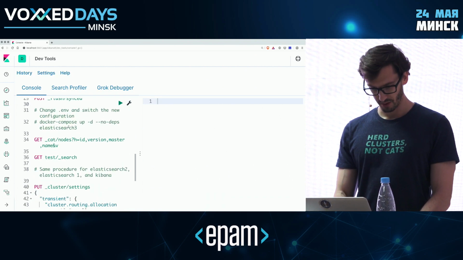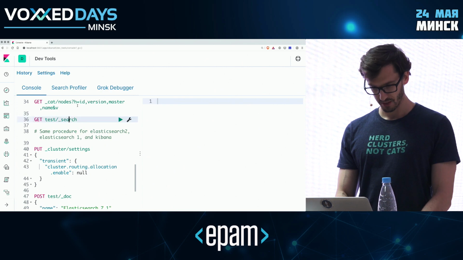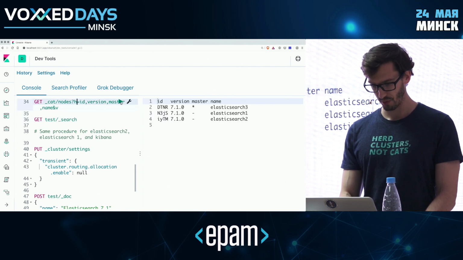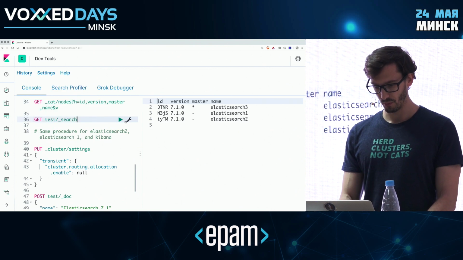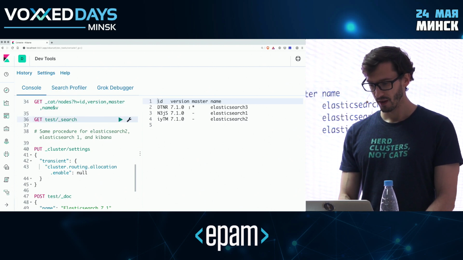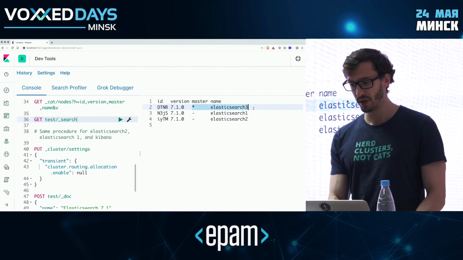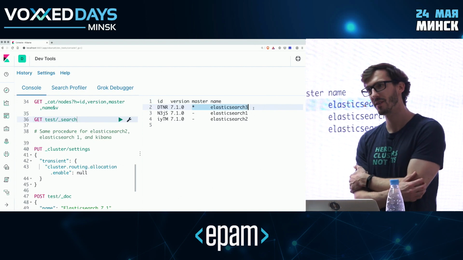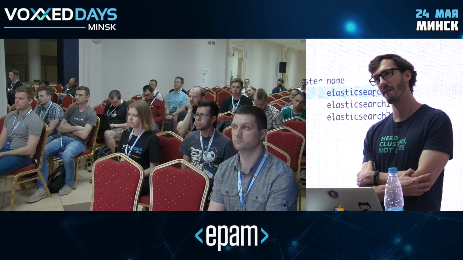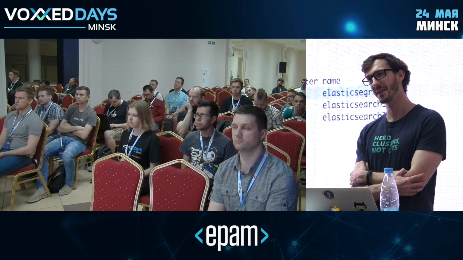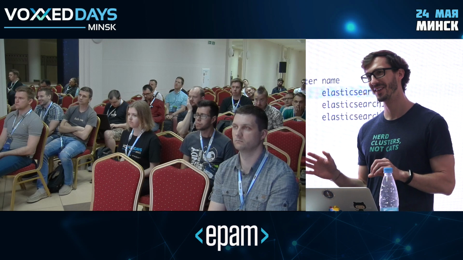Where were we? We've been here. Let's see, is our cluster complete? Yes, we have a 7.1 cluster all the way now. Actually, are you surprised that the Elasticsearch 3 node is a master node now, or not? Yes, anybody surprised? Nobody surprised?